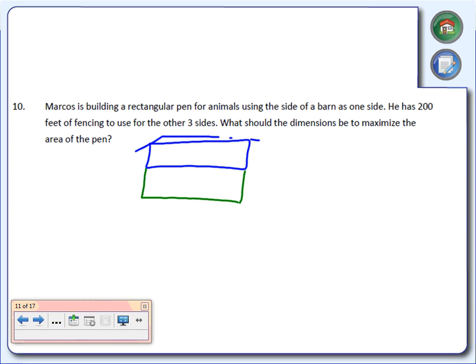Okay. How do you find the area of a rectangle? Length times width. Right now I don't know the length and the width. So what I'm going to do is call the width x. Now of course we're dealing with a rectangle here, so if this is x, then this is going to be x. So if this is x and this is x, what should that side be?